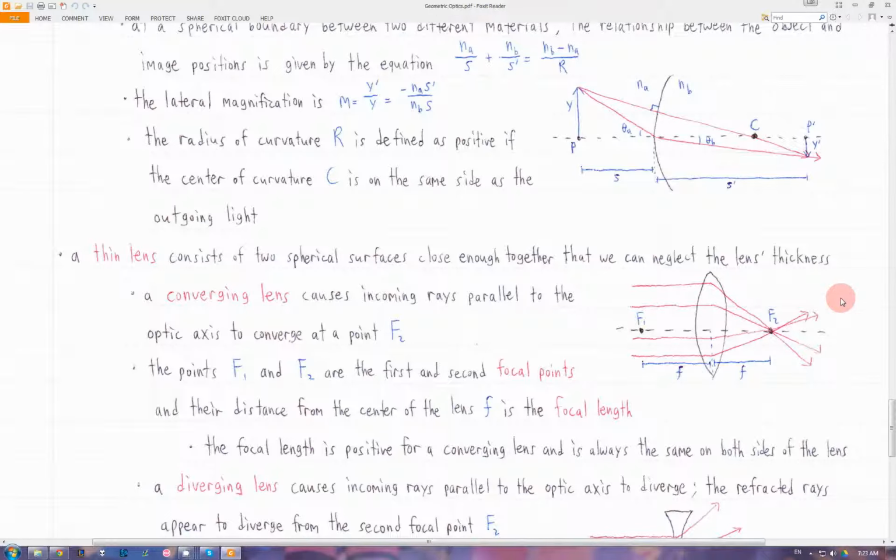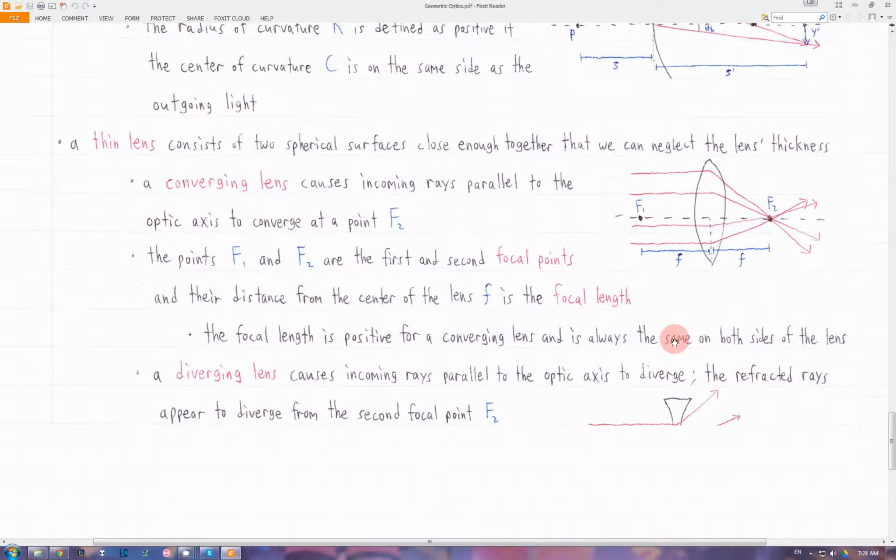And the focal length is actually always the same on both sides of the lens, even if the lens is not symmetrical. And so for a converging lens, the focal length is defined to be positive. And a lens like this is also called a convex lens, but that might get confusing, because if you remember, a convex mirror causes light rays to diverge, not converge. So I like to call it a converging lens, not a convex lens.